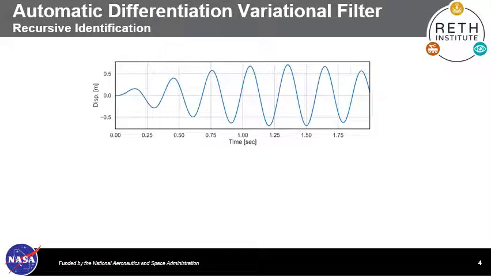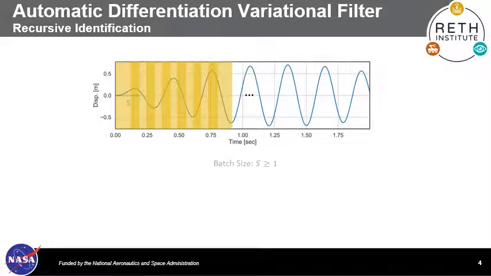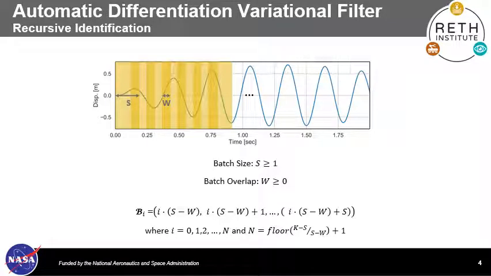Now, this is great if we are able to look at all the data at once. However, it is often desirable to update our beliefs about the system continuously as more data become available. We accomplish this within the variational inference framework by iteratively performing inference on small batches of data in the time history, where S is the length of the batch. We choose to incorporate the ability to overlap between batches to provide additional opportunities for the optimization of the posterior on the overlap section of data. For simplicity, I'm going to collect all of the samples in a particular batch and refer to them as B sub i.